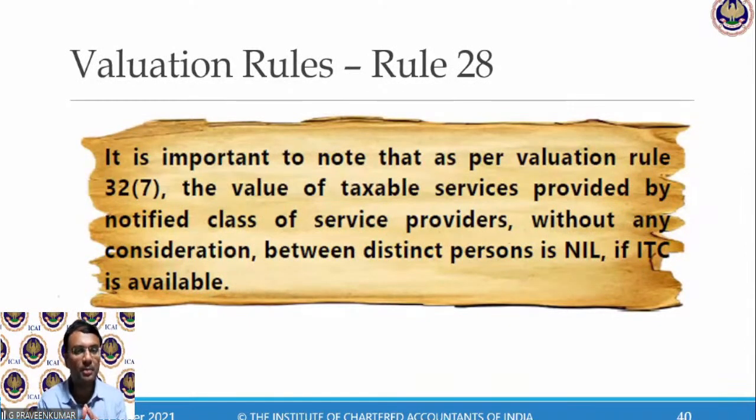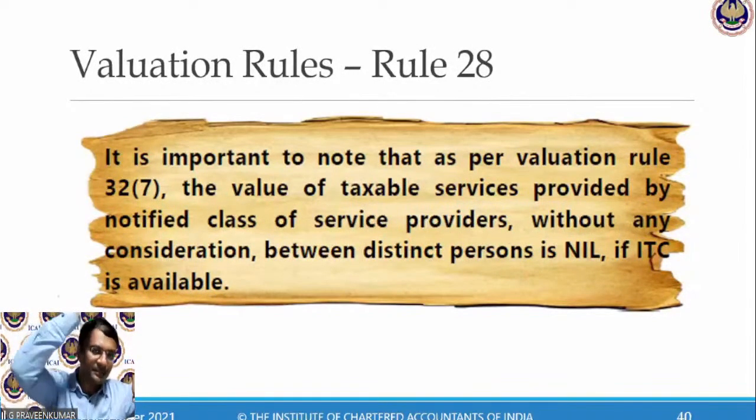I'll give you the backdrop of this particular rule. There is one hospital, Columbia Asia Hospital. In 2017, there was an advance ruling in case of this. There was a question asked in advance ruling. This Columbia Asia Hospital asked, sir, I'm having a head office in Bangalore. I have my branches in Andhra Pradesh, Tamil Nadu, Kerala.